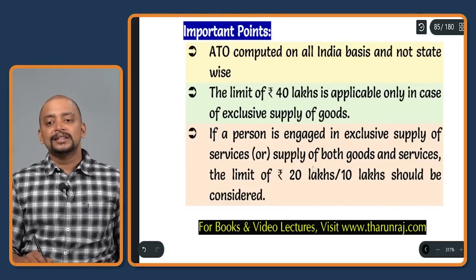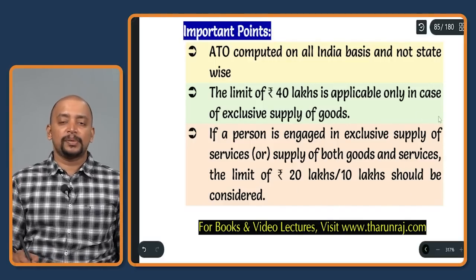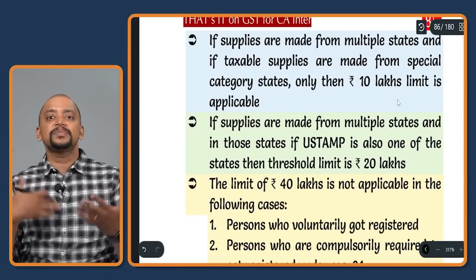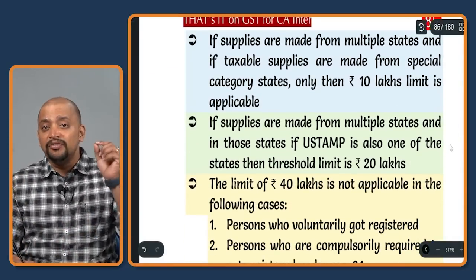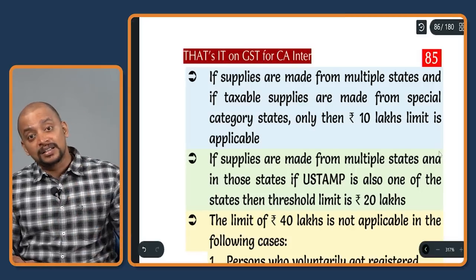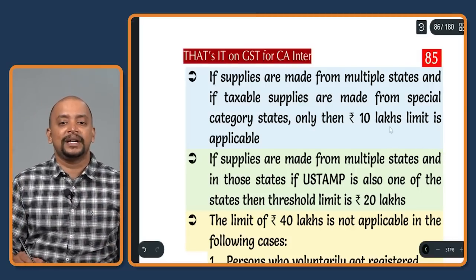If they are engaged in supply of goods and services or supply of services, then the limit of 20 lakhs or 10 lakhs is only applicable. Suppose if you are doing business in multiple states, then what will happen? If one of the states is a special category state, Manipur, Mizoram, Tripura, Nagaland, and taxable supplies are made from that state, then the limit will be 10 lakhs.